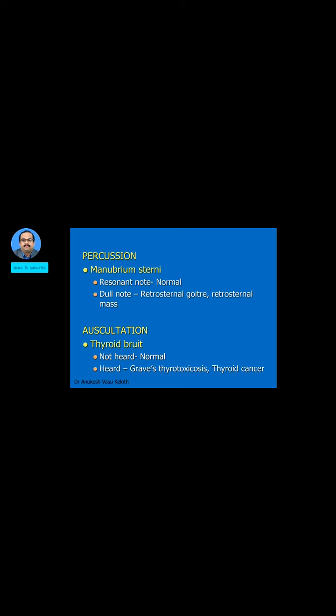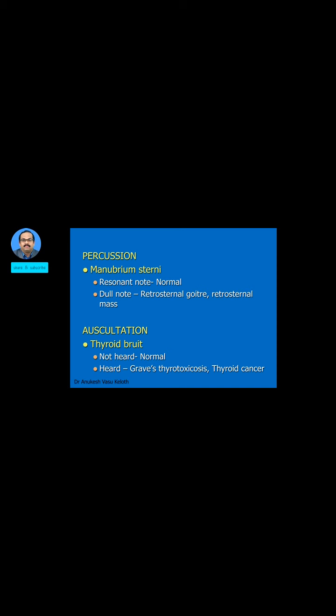Now the next aspect, or the third element, is percussion. In thyroid gland, we don't percuss over the gland because anyway the trachea is there and you may get impaired resonance irrespective of the size. So we percuss over the manubrium sterni to look for a resonant note. If it is resonant, that means there is no thyroid tissue or any tissue causing it, for example, there is no retrosternal extension or any retrosternal mass like a thymoma. If it is a dull note, that means that the thyroid gland has got a retrosternal element or there is a retrosternal mass. Normally, the manubrium sterni is always resonant.